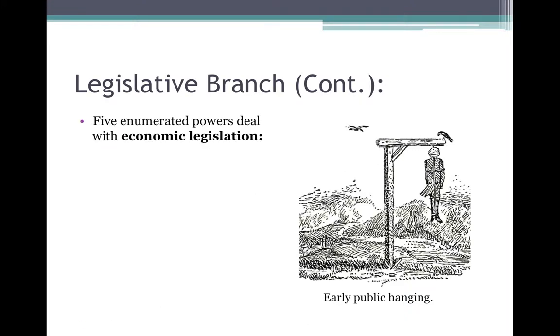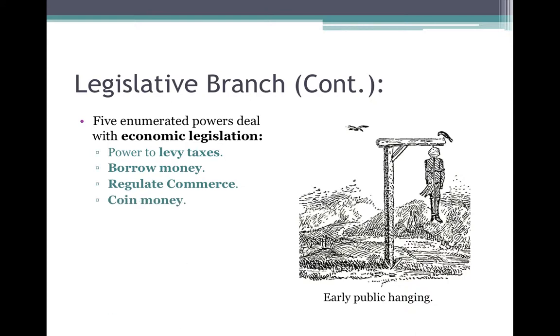Five enumerated powers deal with economic legislation. The power to levy taxes, the power to borrow money, the ability to regulate commerce or business, the ability to coin money, and the power to punish counterfeiters.